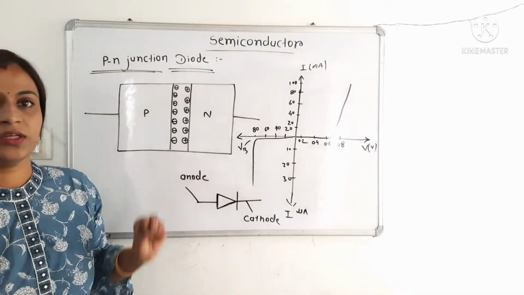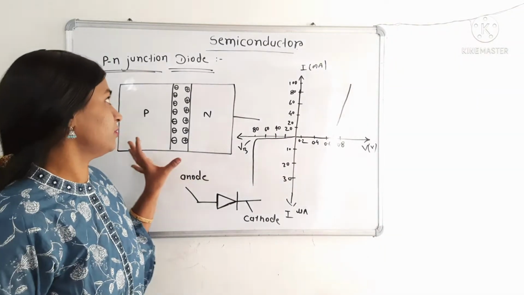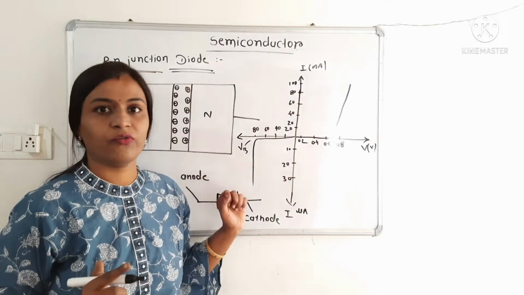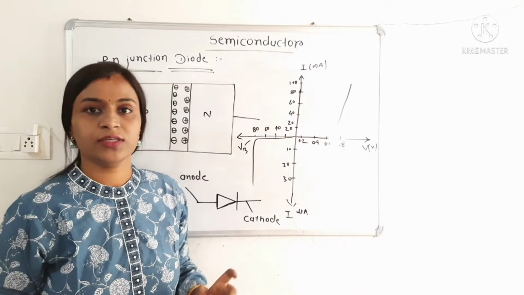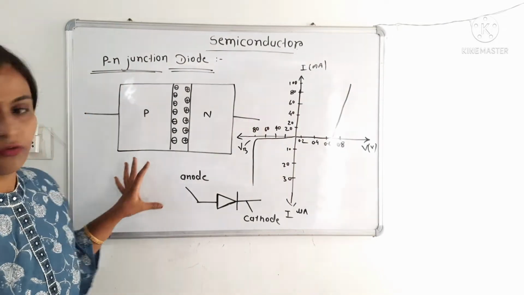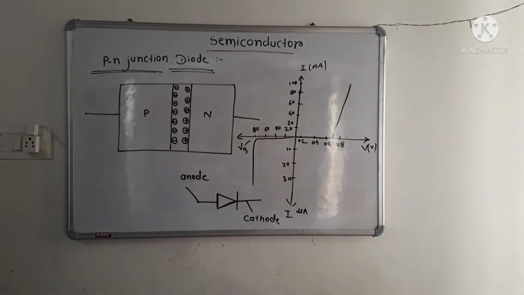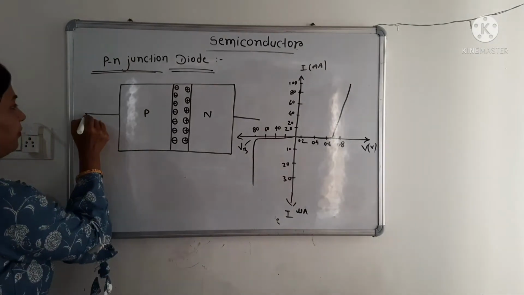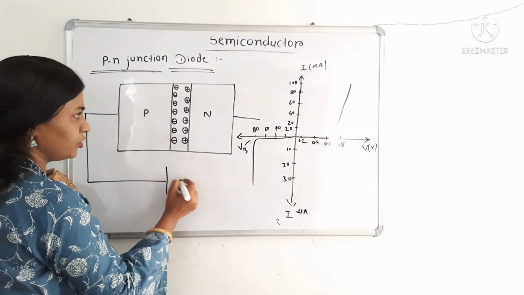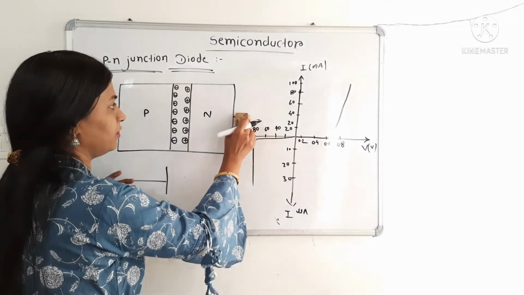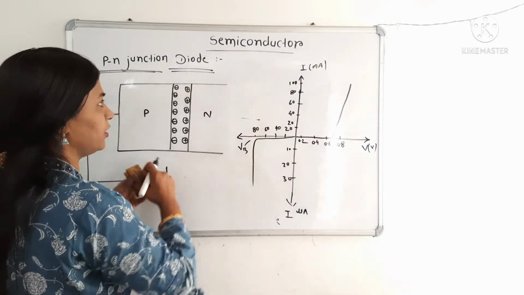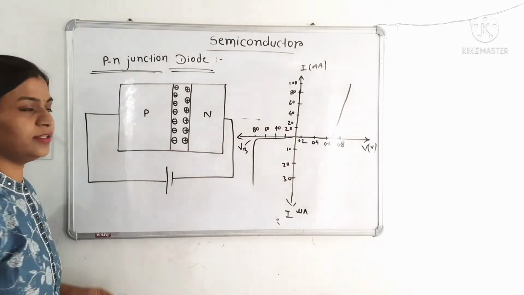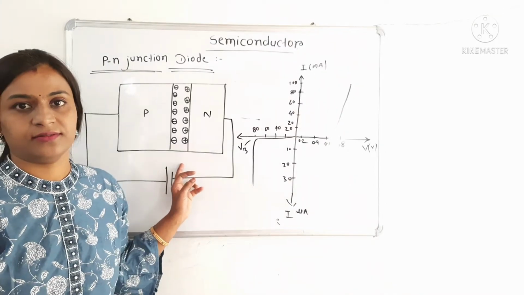See, this PN junction diode is a two terminal diode, and we use this diode in two biasing modes, one is forward biasing and another is reverse biasing. What is forward and reverse biasing? In forward biasing, when the P terminal is connected to the positive terminal of the battery and the N terminal is connected to the negative terminal of the battery, then this PN junction is in forward bias.